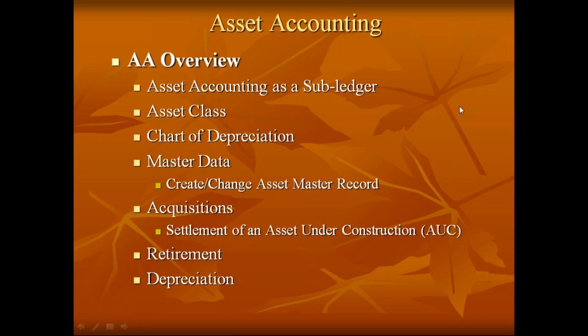So this is what basically we'll be talking about, the overall asset accounting process. How the flow is taking place under the subledger. Then we'll be talking about the asset class, then the chart of depreciation, then the master data, and the different situations under asset accounting. And finally, how is the depreciation getting affected in every area.